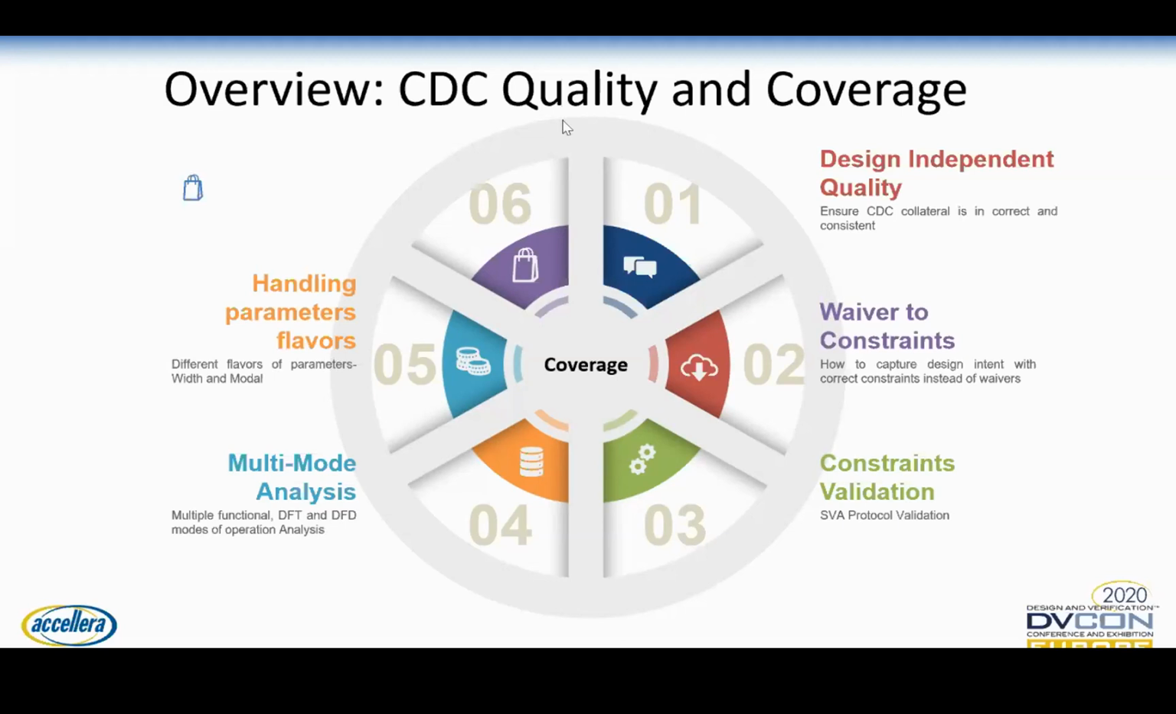And the fifth one is the handling of parameters. Most designs come with the strap parameter, the width parameter, the mode parameter, the control parameter. So there are multiple flavors of parameters. When we source the parameters, they come in multiple flavors, and some of them may not be used for the CDC analysis. For those, we don't need to regenerate the abstract model for that parameter, for that function.